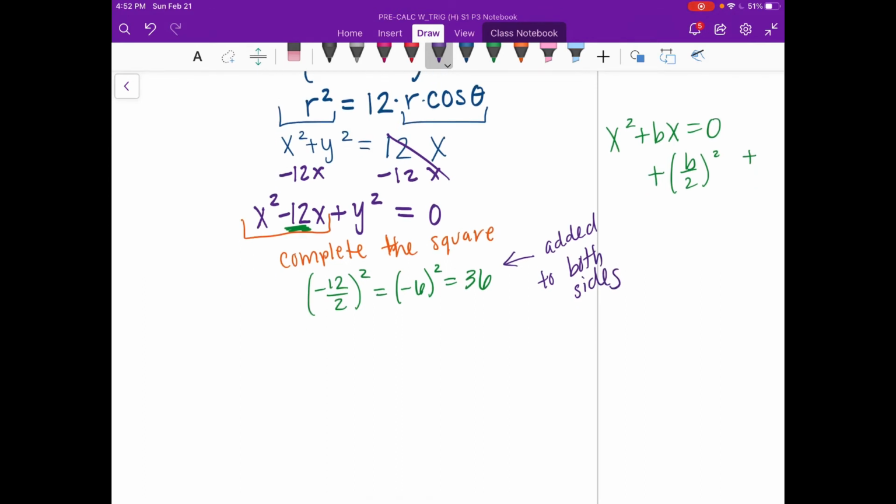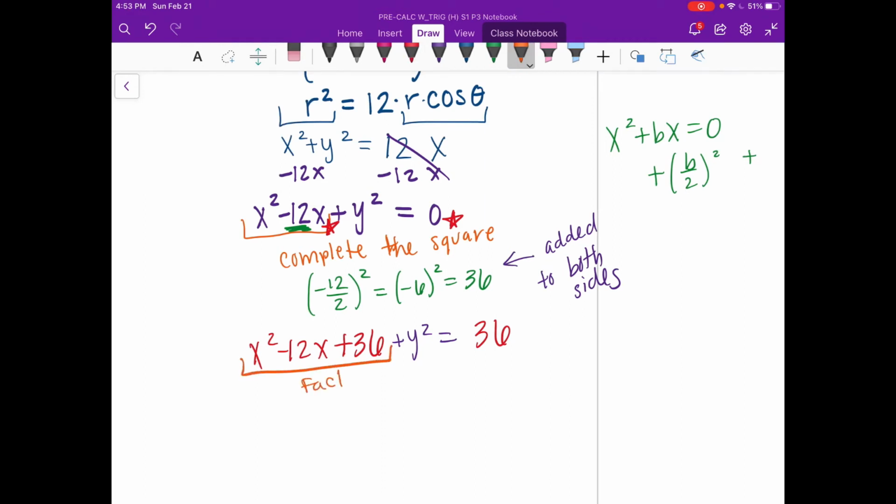So I'm going to go back to my formula and I'm going to add the 36 here and here. So I really have x squared minus 12x plus 36. I still have the plus y squared. And then instead of just 0 on the right, I have 36.